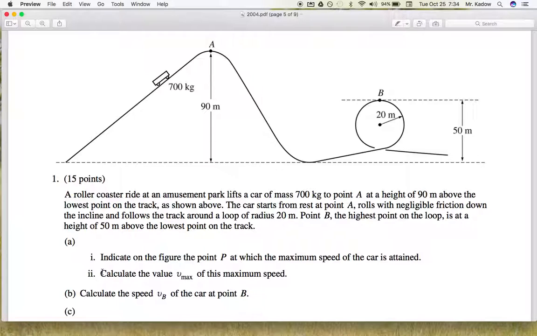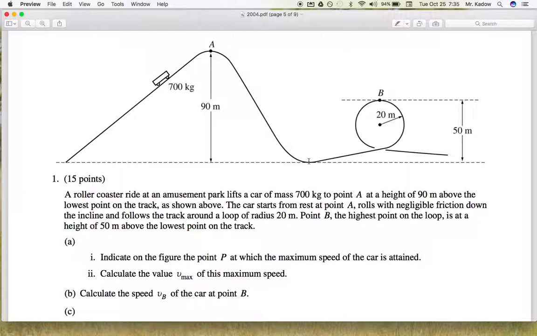The second part of the question says calculate the maximum value of this speed. I'm not going to show you the calculation, but I'll tell you what it depends on. The speed at any point, whether it's down here at the maximum velocity or at any other point along this track, is going to depend on two things. The first is the acceleration of gravity. We're going to assume that we're on the Earth, so that's going to be about 10 meters per second per second. The second thing it depends on is height.